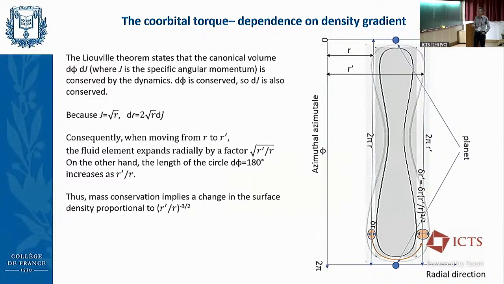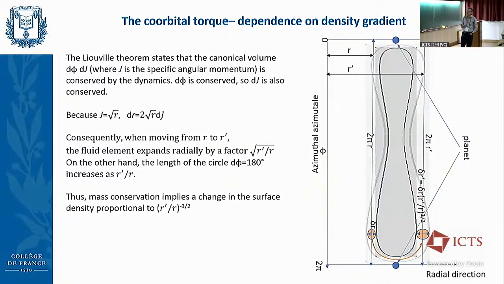And this fluid element is characterized by a given delta R in the radial direction and a given delta phi in the azimuthal direction. There is a theorem in mechanics, the Liouville theorem, that says that the canonical volume, which is the product of d phi times dj, where j is the specific angular momentum, is conserved. So in doing this U-turn, this quantity is conserved. Now, d phi is conserved because you have 180 degrees on this side and 180 degrees on this side. You cannot have compression or dilatation in the phi direction.